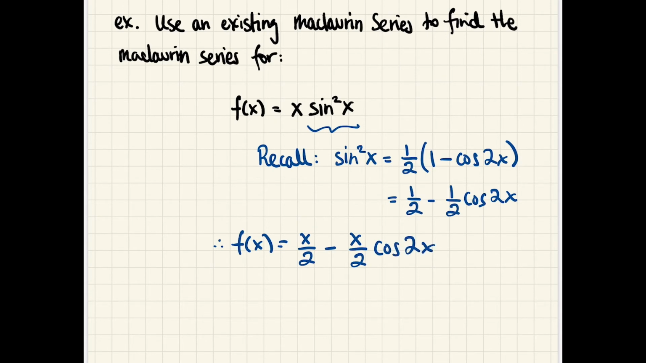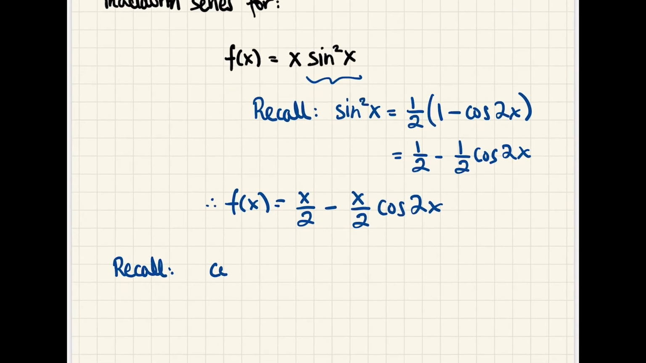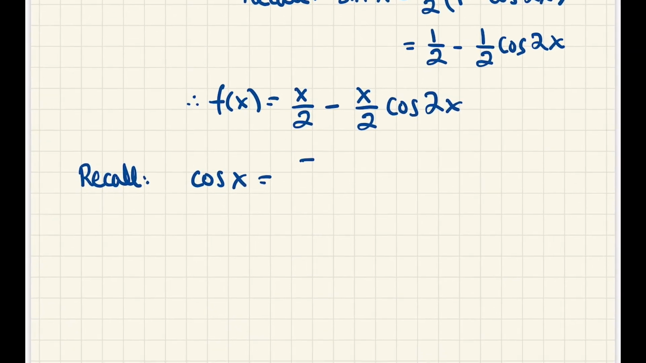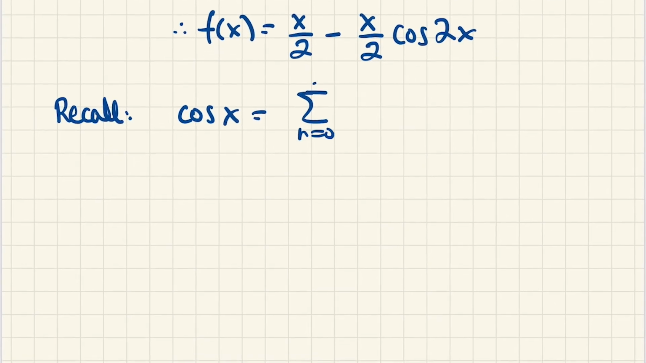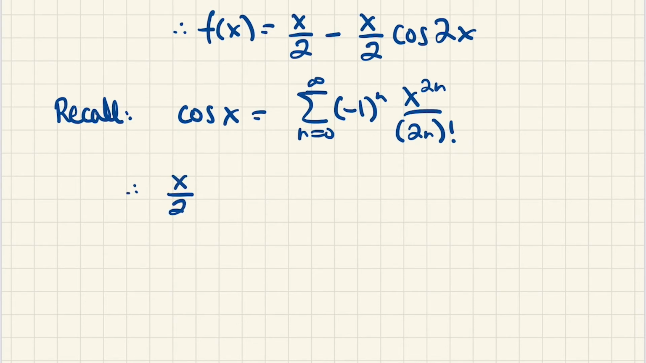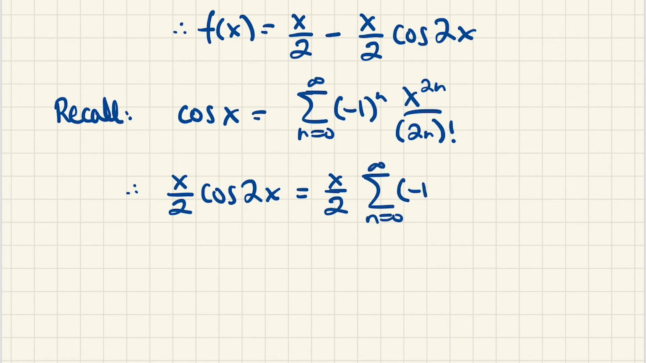And we can easily find the power series for x over 2 cosine of 2x. So we know that cosine of x is given by this power series. Okay, so therefore, x over 2 cosine of 2x is x over 2 times this series with x replaced by 2x.